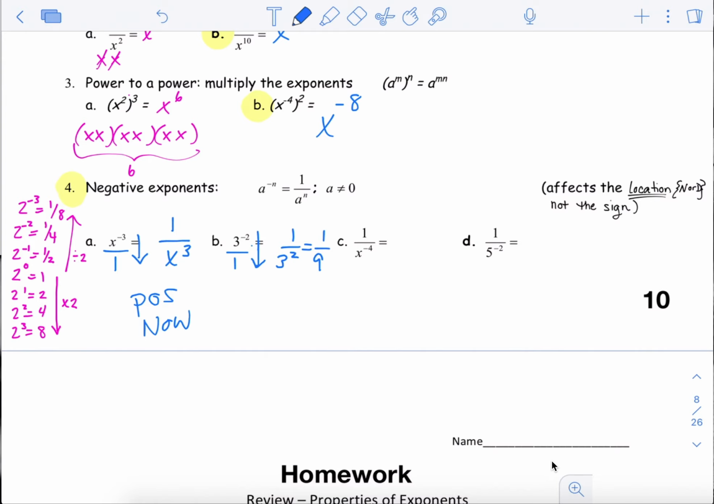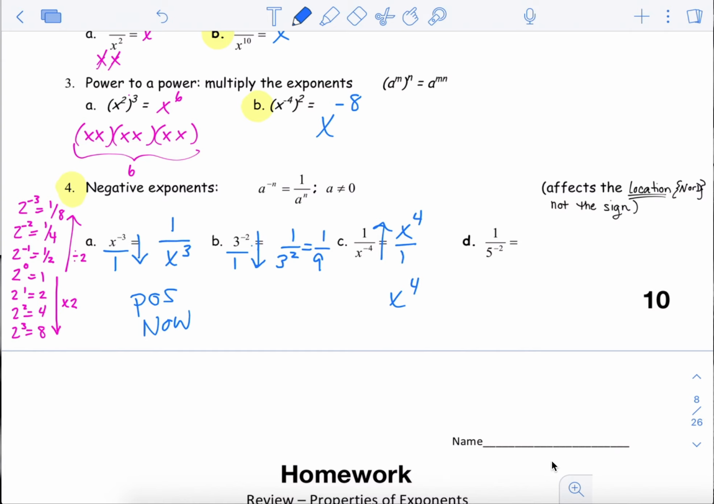Okay? Now, the same rule goes if you're on the bottom and you're negative. If I'm on the denominator and I'm negative, that means I want to move upstairs. So we would say x to the 4th power. Now, you don't need to put it over 1. We would just leave it as x to the 4th. You don't have to say over 1 in a final answer.